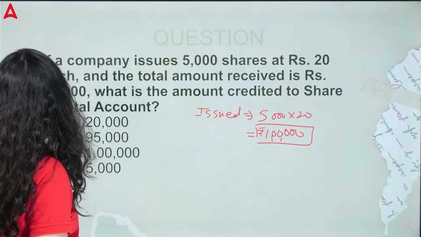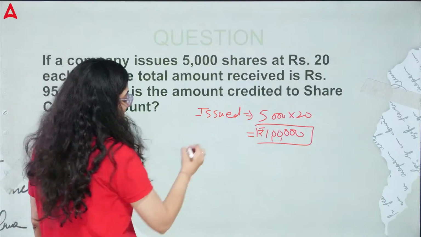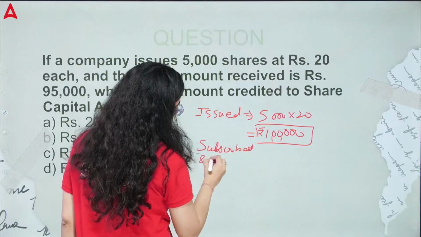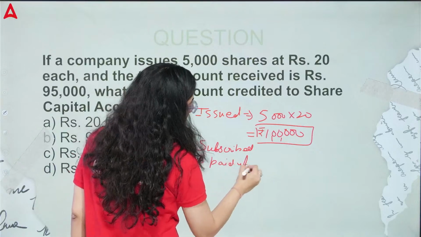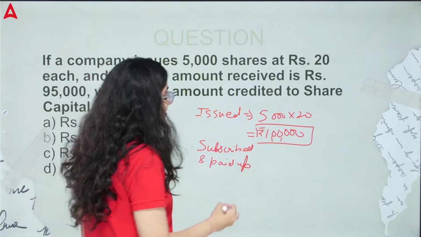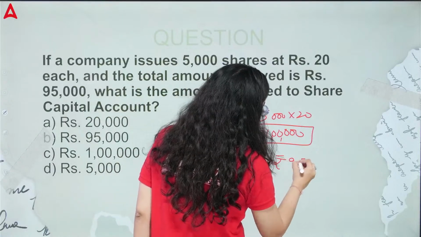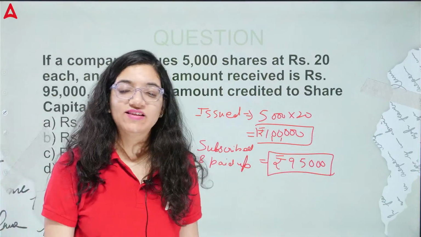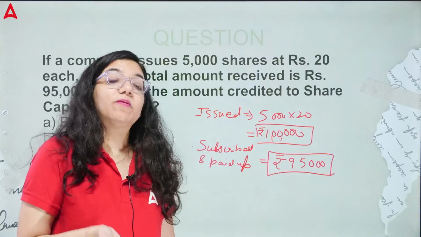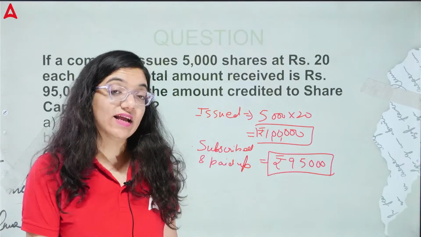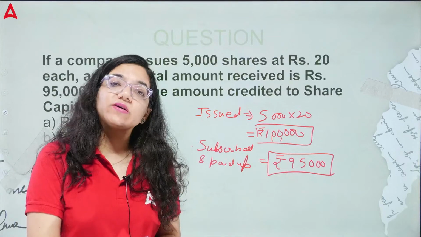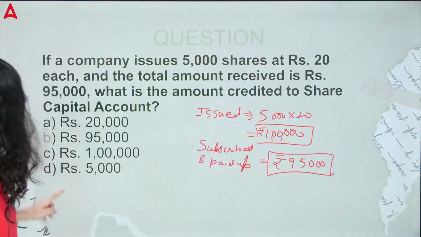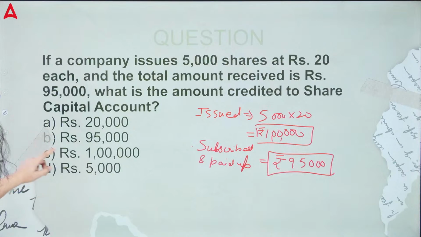But in this case, the amount which was actually received is our subscribed and paid up capital. People took these shares and also paid for the same, that is rupees 95,000. If people took up 95,000, can I ask them, no sir, no doubt you have taken up 95,000, but can you pay me 2 lakh, 3 lakh? They'll say, if I use a service worth rupees 95,000, I will pay you 95,000. Why should I pay extra? So the answer would be 20,000, 95,000, 1 lakh or 5,000.